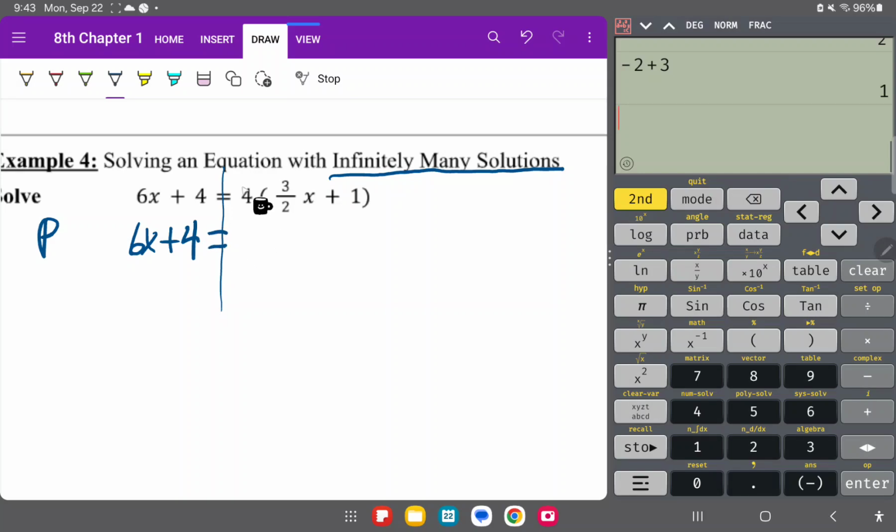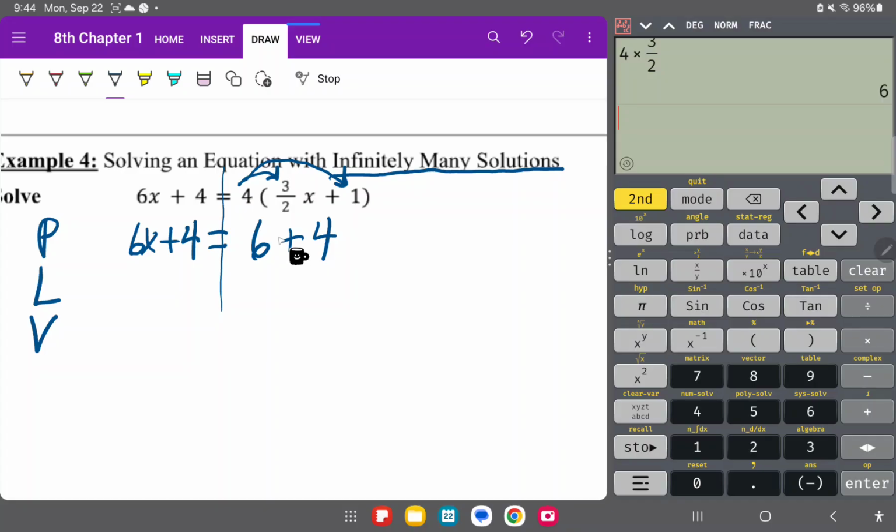Now we need to distribute. So 4 times 3 over 2. So I want you to use your calculator, and we're going to go 4 times, hit the fraction button, do 3 over 2. Press enter. That gives us 6. And then 4 times 1 is 4. Okay? Now, there's no like terms to be combined, but we need to deal with the variables.